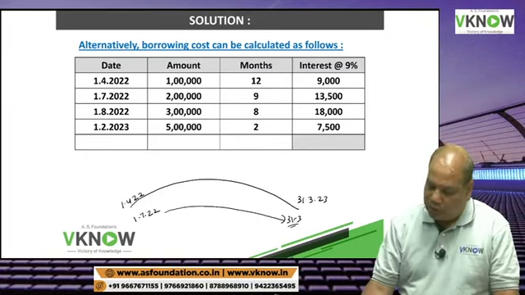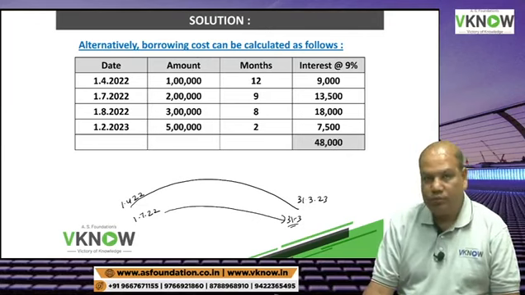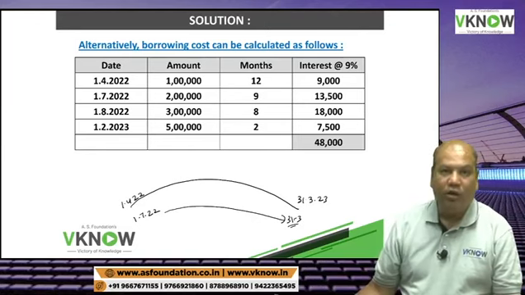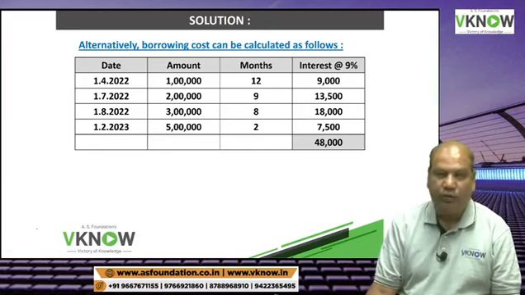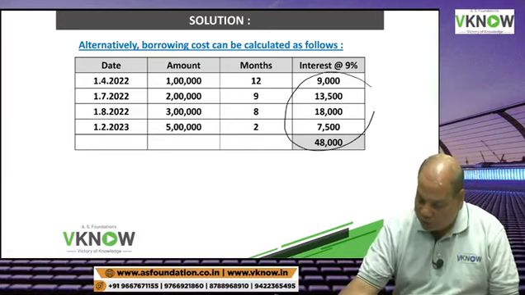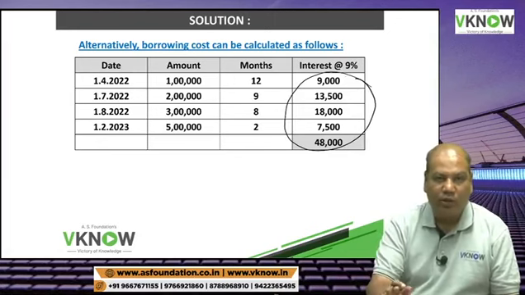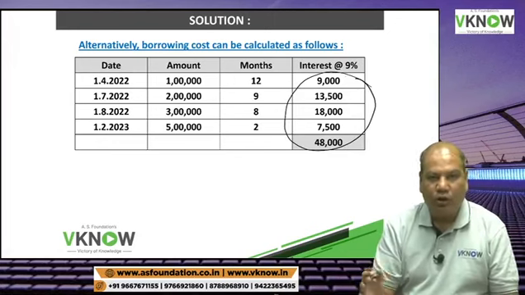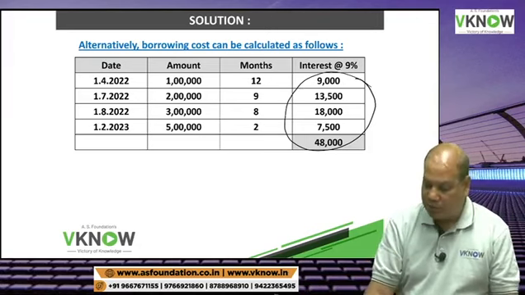Take the total of the last column and you will be happy to note that the interest in the last column is also 48,000. So if you like this method, you can follow this. If you like earlier method, you can follow that. You'll get the same answer if you do the calculations properly.